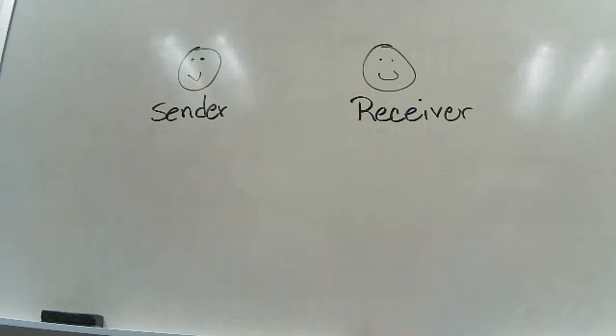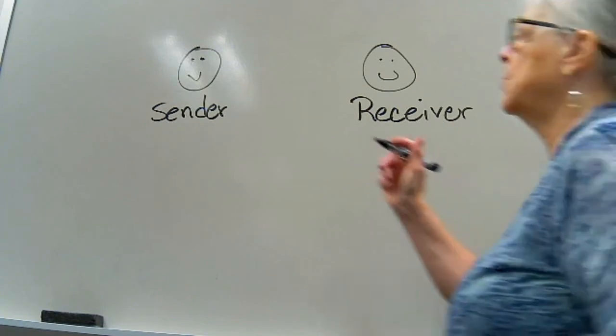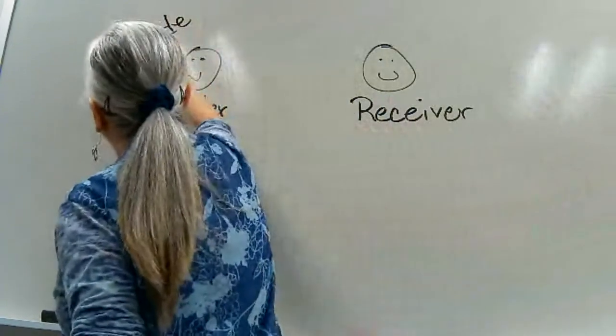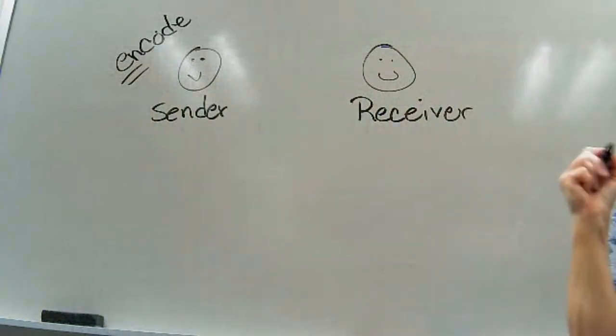All right. So the sender has a message that wants to be sent. It could be a feeling or a thought. Now, basically, all communication is grounded in those 2 spheres. Is what you're feeling or what you're thinking. Again, conscious or not. All right? So the sender first has to do what's called encode. All right? That feeling or that thought.